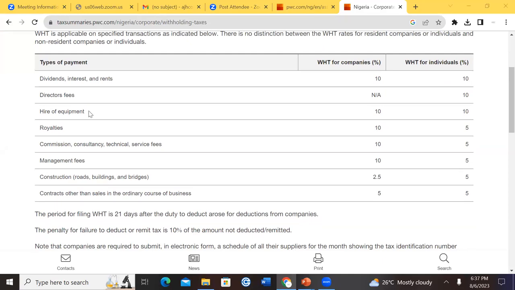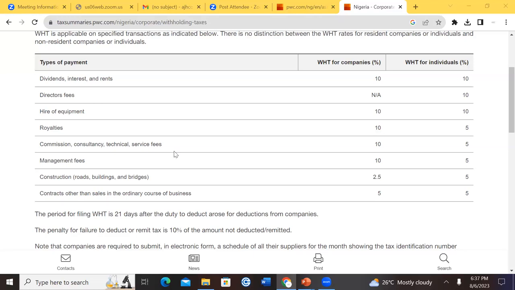Then for hire of equipment, probably you hired a forklift, one major equipment to use in your company, it's 10% for companies, and it's also 10% for individuals. Also, we have royalties. For companies, it's 10%, then for individuals it's 5%. Then we have commission, consultancy fee, technical and service fee. It's 10% for companies and 5% for individuals.